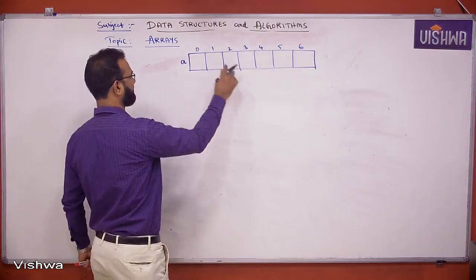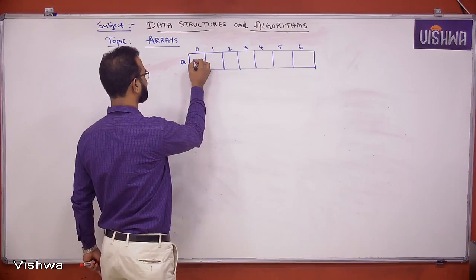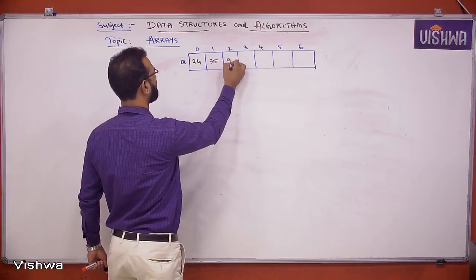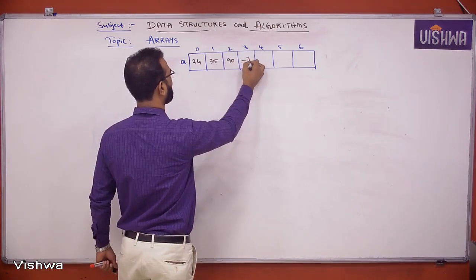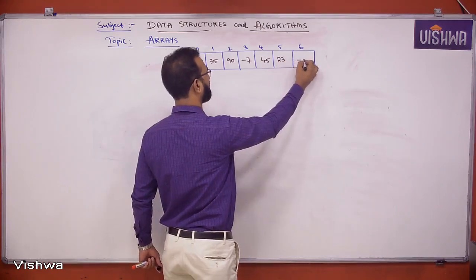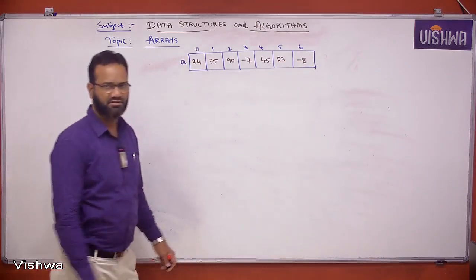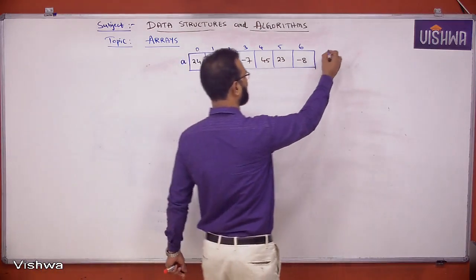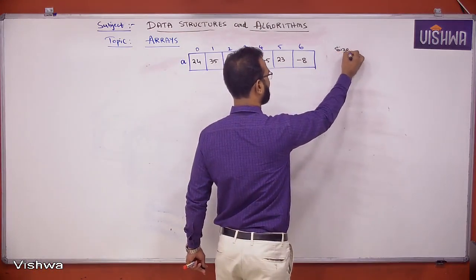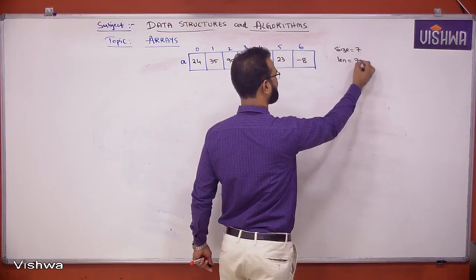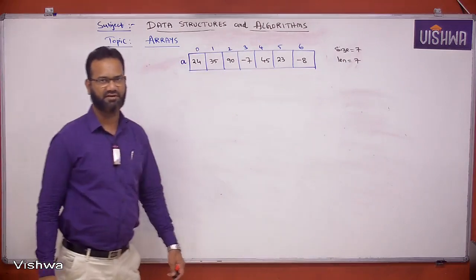I'll assume some data elements in it. These are some of the data elements that I currently have. So the size of this particular array is 7. Even the length of this one is also 7.